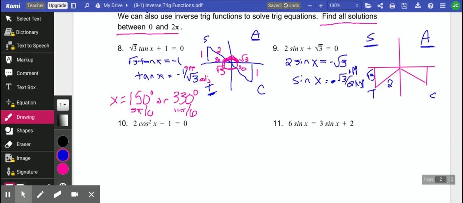Hopefully you recognize that special right triangle. If not, do the Pythagorean theorem. You'll see that's 1. So that makes this a 60-degree angle. But it's not a 60-degree angle because 60 degrees would be in the first quadrant. We need to measure from here. So from here all the way over is going to be 240.